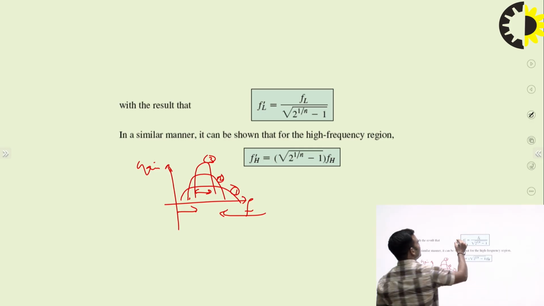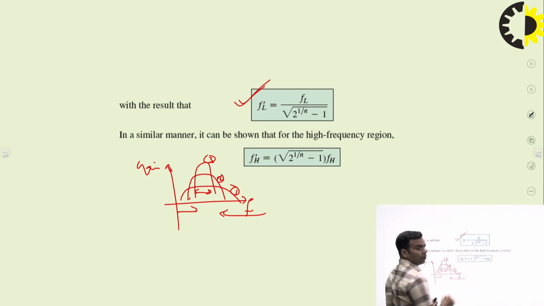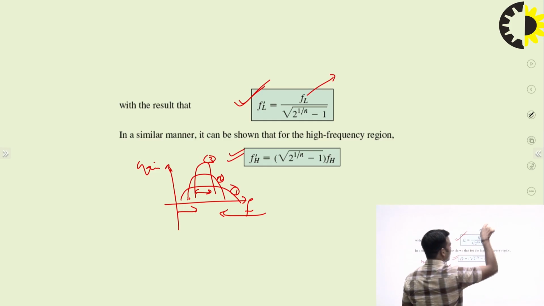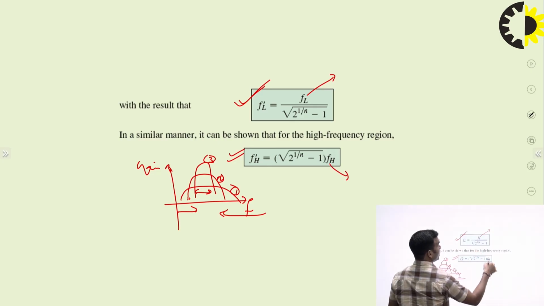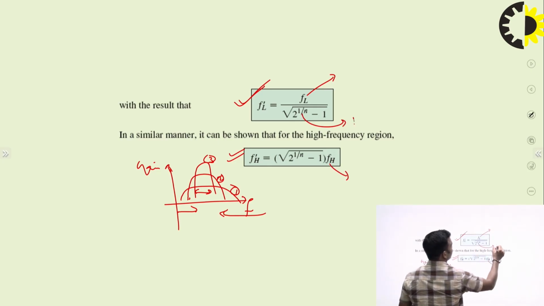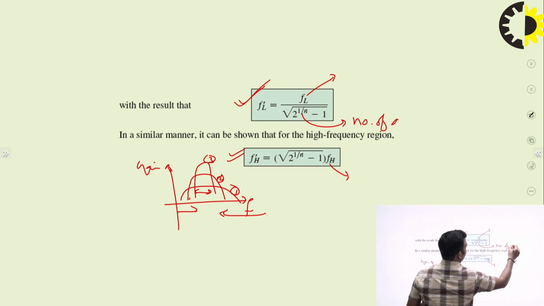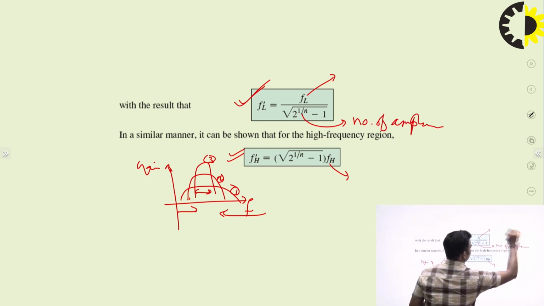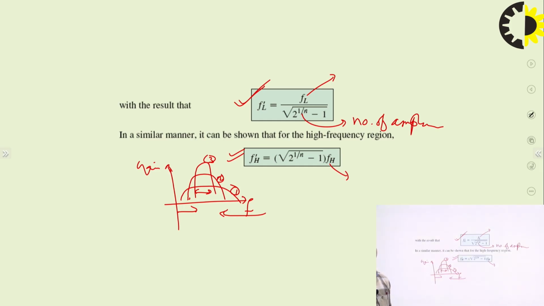And the new lower cutoff frequency and higher cutoff frequency you can find by these relations, where FL is the old lower cutoff frequency, FH is the old higher cutoff frequency, and N is the number of amplifiers which are cascaded together. So in this way, we can find the new bandwidth, new lower cutoff frequency, and new higher cutoff frequency.